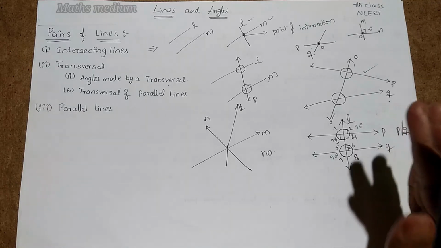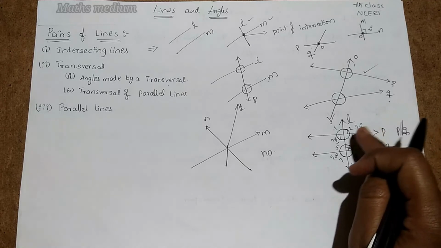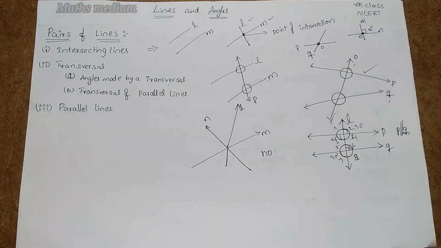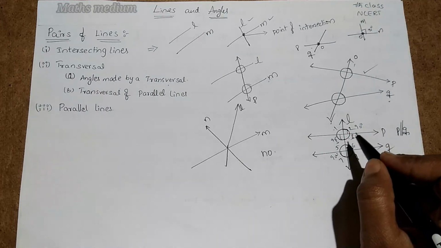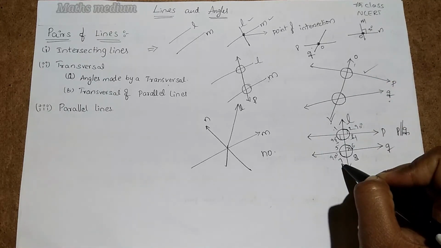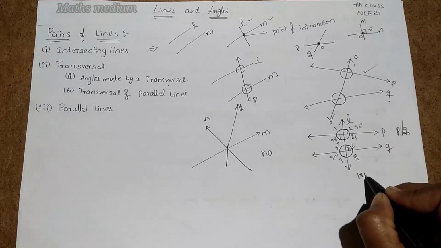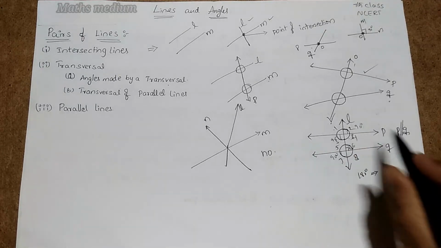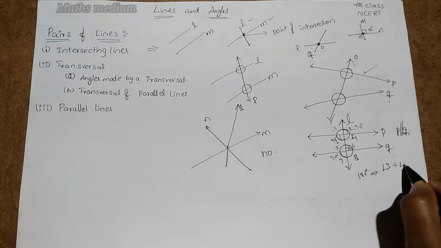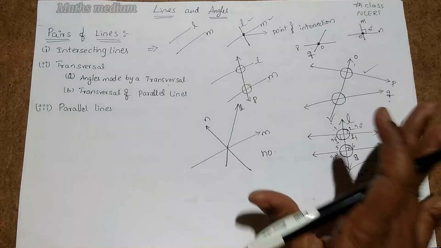So that's why, in this case, if two parallel lines are cut by a transversal, each pair of alternate interior angles is equal. In this case also, each pair of interior angles on the same side, that means angle 3 and angle 5, is supplementary. Supplementary is nothing but 180 degrees, right? So angle 3 plus angle 5 must be equal to 180 degrees. This is about the transversal of parallel lines.